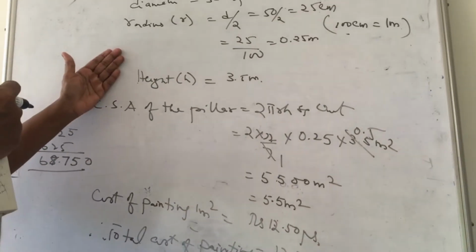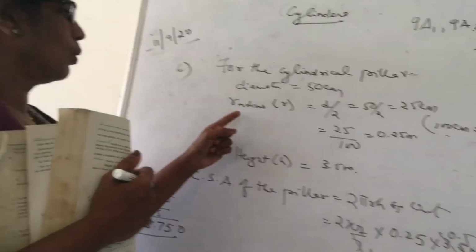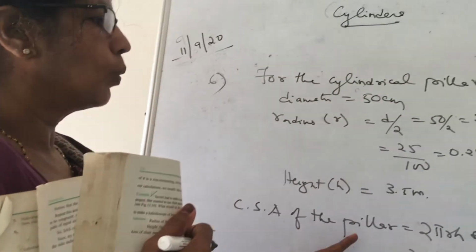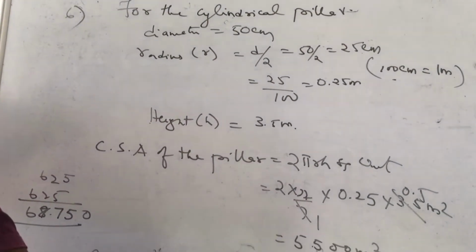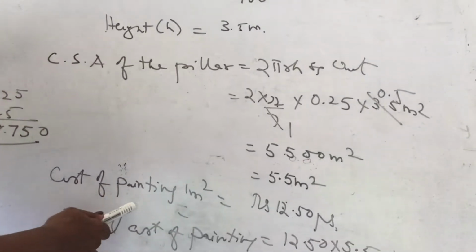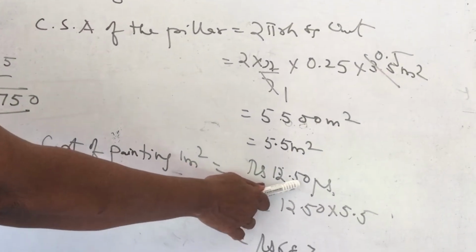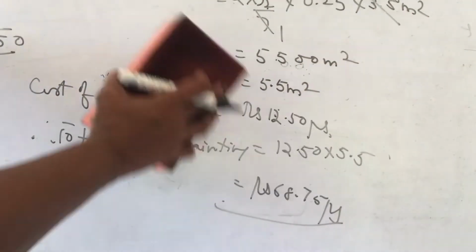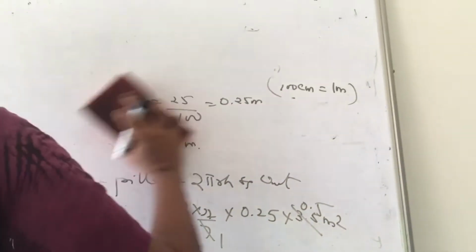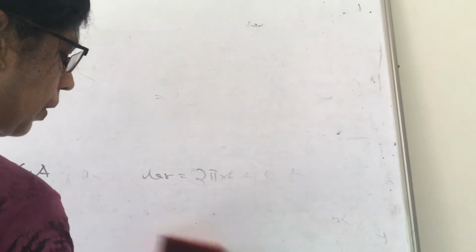A pillar is given which is painted. So you have to find out the CSA. What is the formula for CSA, children? 2 pi RH, which is 5.5 square meters. The cost of painting 1 meter square is 12 rupees 50 paise. The total cost of painting is 68 rupees 75 paise.